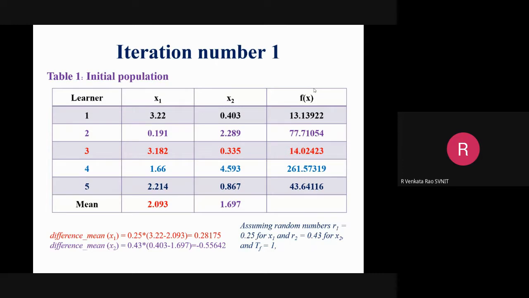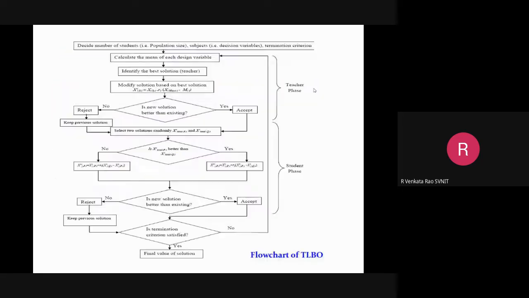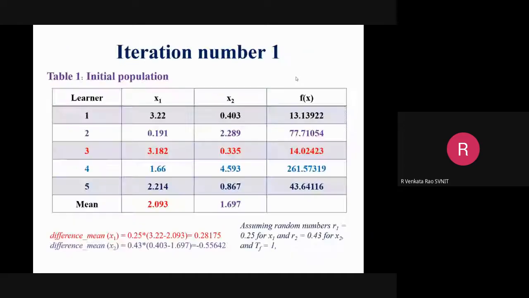And then after understanding this, we go to the flowchart. Flowchart, what is written after identifying the best solution? Yes, Aparna, what is written after identifying the best solution? Modify solution based on best solution. So modify the solution based on best solution. Some equation is given. So for that, we are modifying.